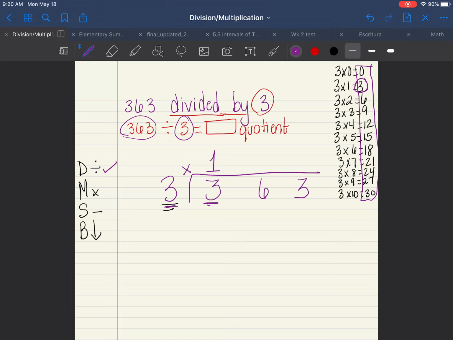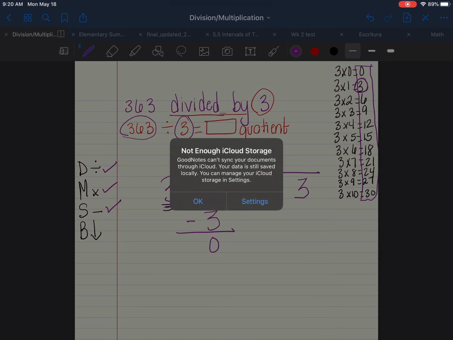3 times what gives me 3? Do I have a 3? Yes, I do. So it'll be 3 times 1. So when we divide, we put a check mark. So now we multiply it. 3 times 1 equals 3. Do not forget to write it down.